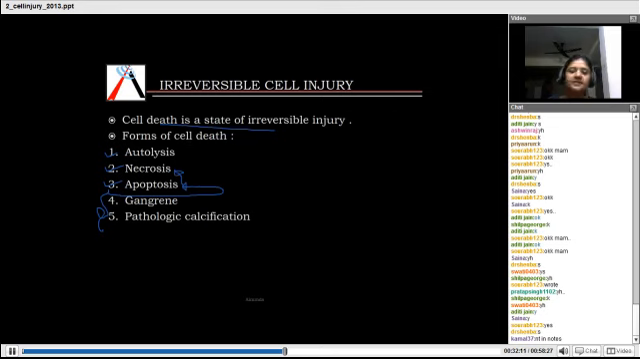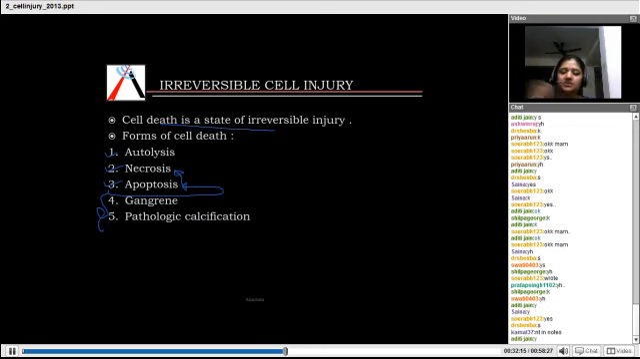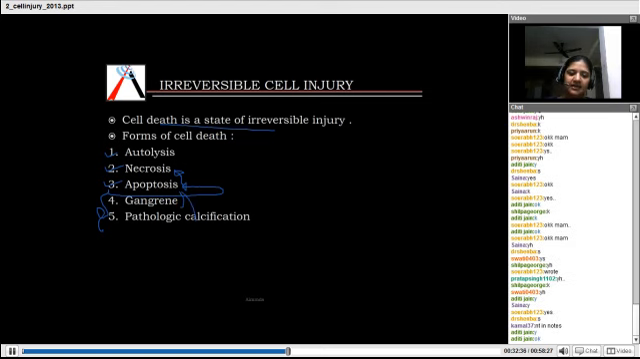Able to follow me? See, when a cell has to die because of an irreversible change, it could die through autolysis, necrosis or apoptosis. When necrosis or apoptosis happen, that particular tissue could undergo gangrene, a gangrenous change, or it could undergo pathologic calcification. But both of these also result in cell death. So we can say it's a sequence. Apoptosis leading to gangrene or apoptosis leading to pathological calcification. Alright, it's fine.